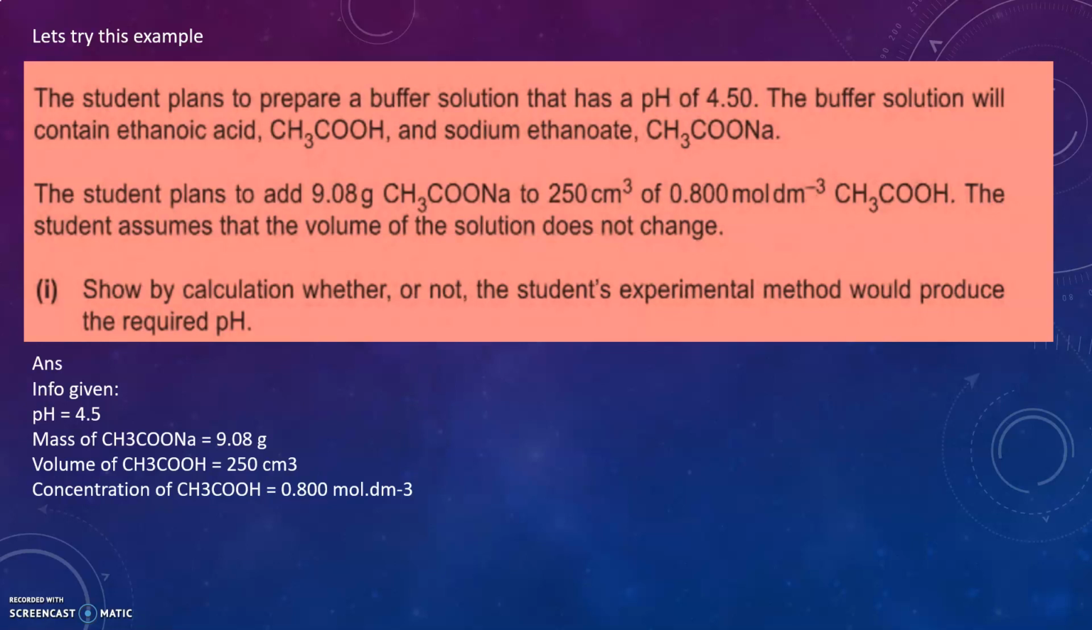In any problem, the first thing you have to do is read the question more than once, and then write the given information. So this is the info given. The buffer solution has the pH of 4.50. You have the mass of sodium ethanoate, which is 9.08 g. And you have the volume of ethanoic acid, which is 250 cm³. The concentration of ethanoic acid is 0.800 mol per dm³. So this is the given info in that question. Of course, try to read it yourself, extract this info and write it aside.